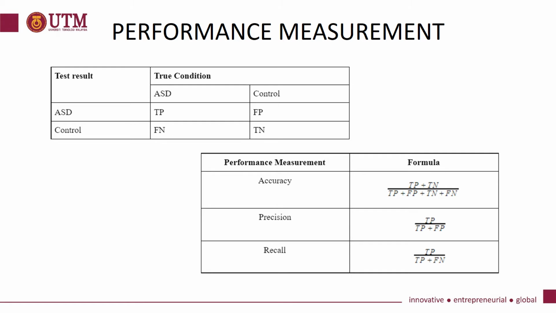Accuracy can be defined as the percentage of correctly classified instances. As for the precision, it is also known as positive predictive value, where it simply shows the ratio of correct positive predictions out of all positive predictions. Lastly, recall is the fraction of the total amount of relevant instances.